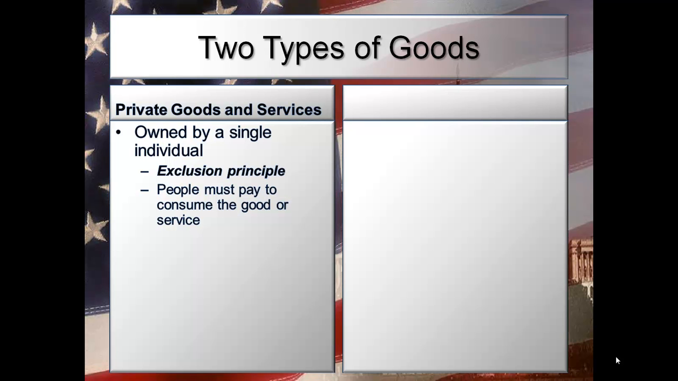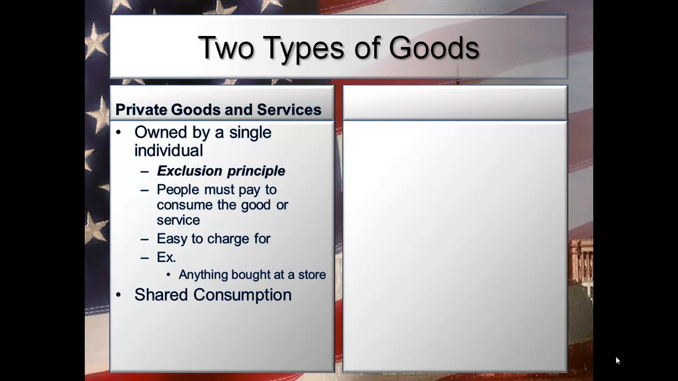If I, in my backyard, put up a hockey rink, I could charge kids in the neighborhood to come in. That doesn't mean they'll come, but because it's on private property, I can charge them to come in. It's easy to charge for because I have a fence going around my property to keep people like you who are listening to me out, because I don't want you in my yard. So it's easy to charge. Examples? Anything bought at a store. If I go to a store and I buy chicken, nobody else can have that chicken. So it's easy to charge for it.